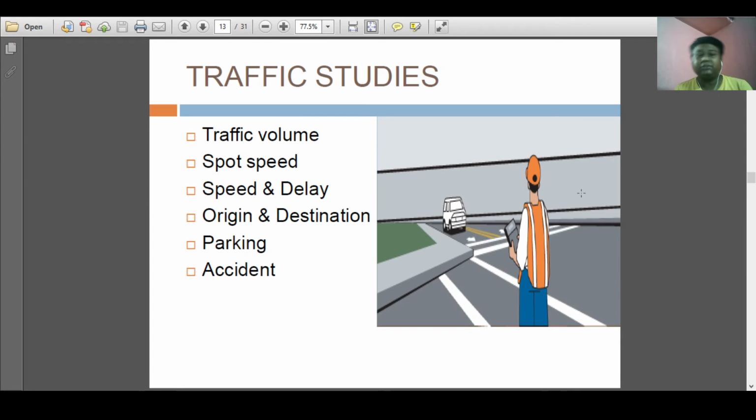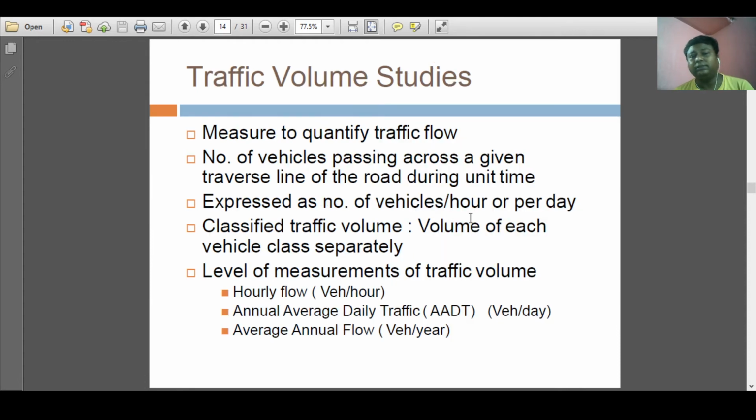So if we are talking about the traffic studies, these are the six broad areas we need to consider. First one is your traffic volume, then your spot speed, next is your speed and delay, then origin and destination, parking, and the accident studies. So what is the traffic volume study?